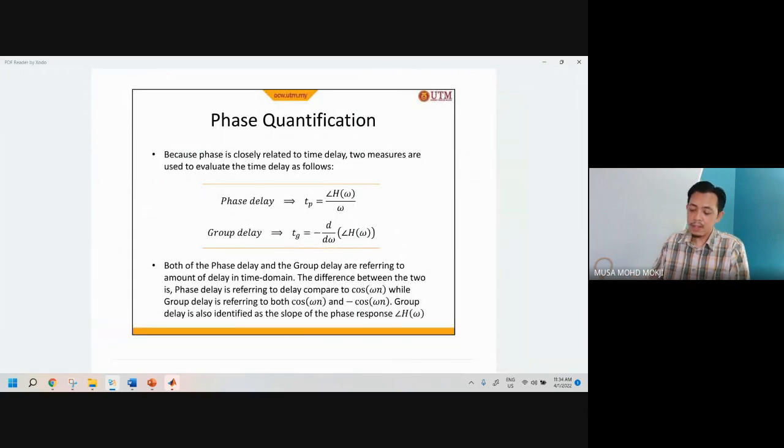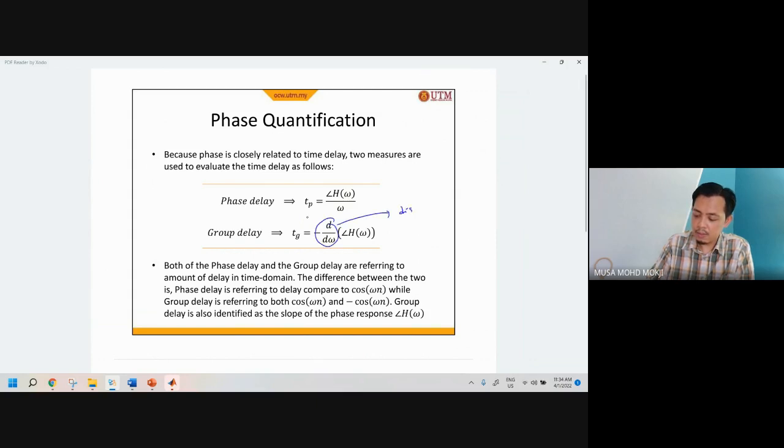Before that, some categories of system. Any questions? All right, and this is how we quantify phase. We have what we call a phase delay. We put it as TP. TP is just your phase response divided by your omega. See, this is the phase of H omega, so then divide by omega. Okay, and then we have a group delay. Group delay is a d over d omega. No worry about this.